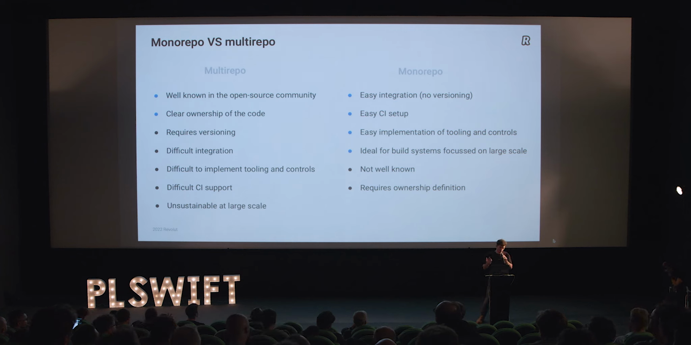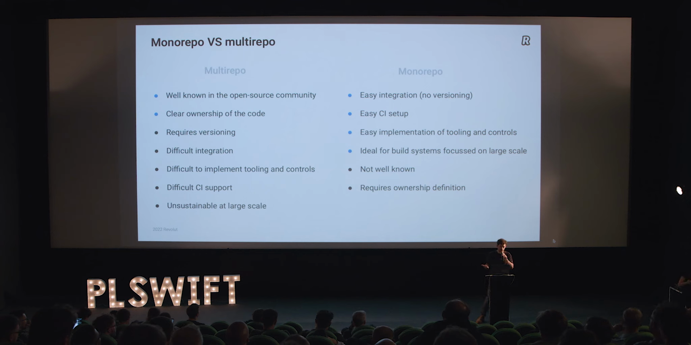It's difficult to implement tooling. So if you have some scripting, you have some SwiftLint rules, for example, now you have to be copy-pasting these rules all over the place or having some fancy way of doing it. It's difficult CI support because now you have to set up multiple repositories on your CI. And yeah, that's not fun. Usually it's manual work. And basically, if you think about it, having 50, 100, 200, 300 modules is completely unsustainable. We cannot have 300 repositories and version them and integrate them.